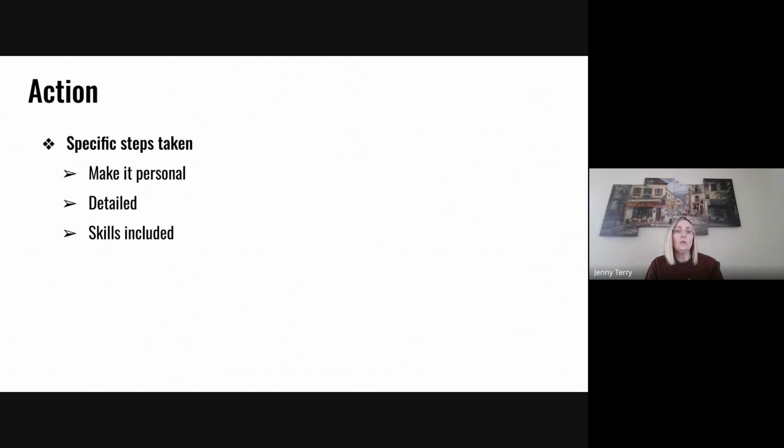With action, you will explain the specific steps you took to complete the task. Remember to focus on your particular role in the action, highlighting those technical and transferable skills that were used.